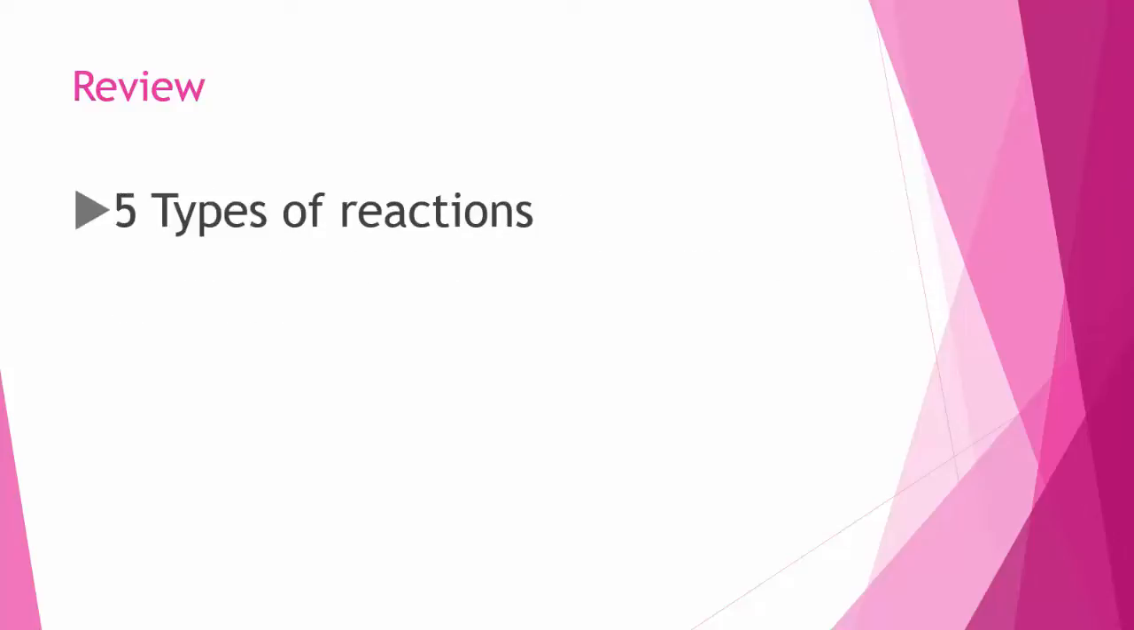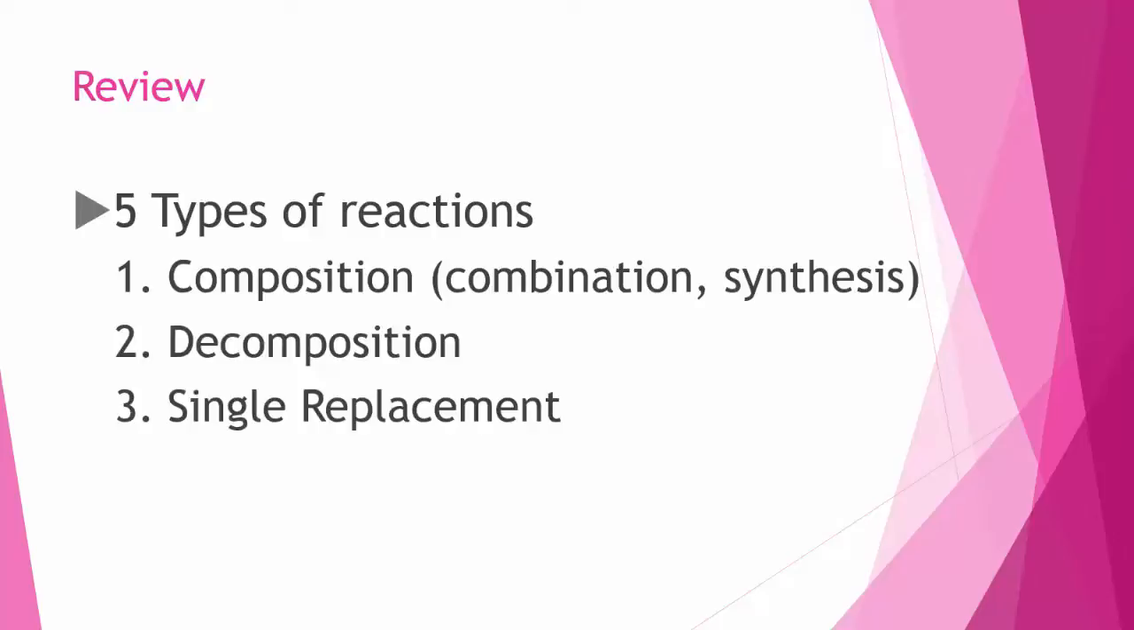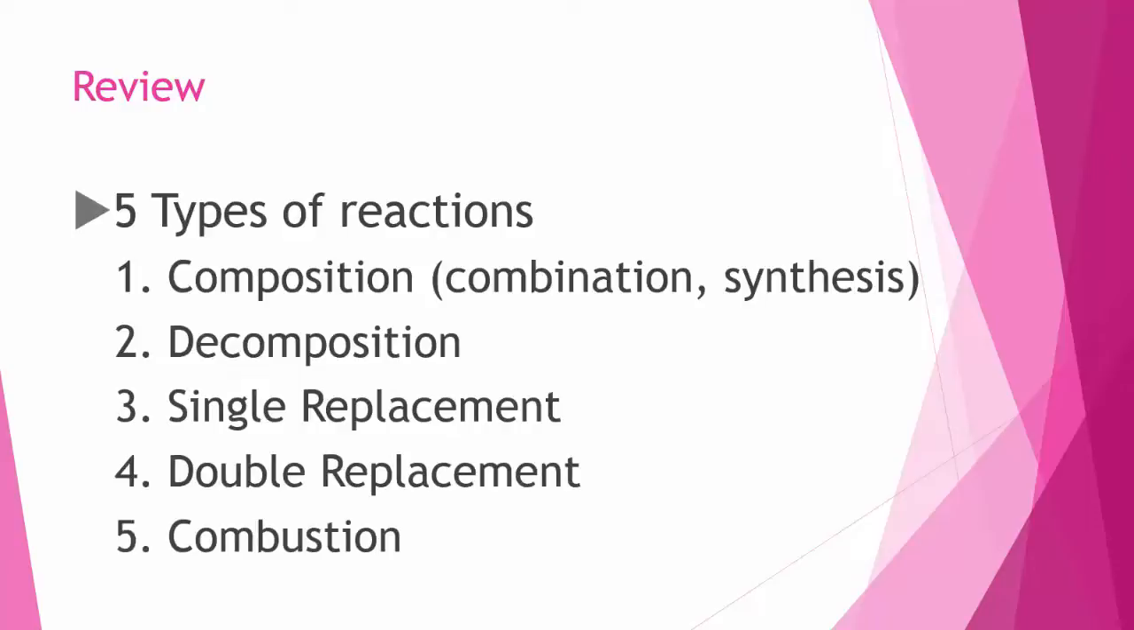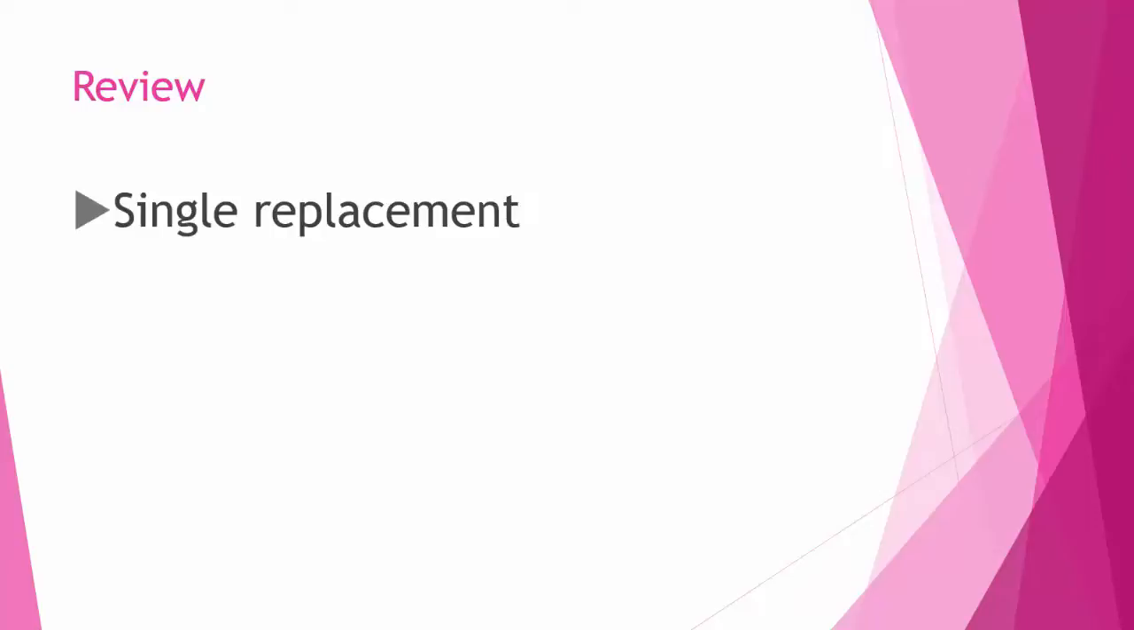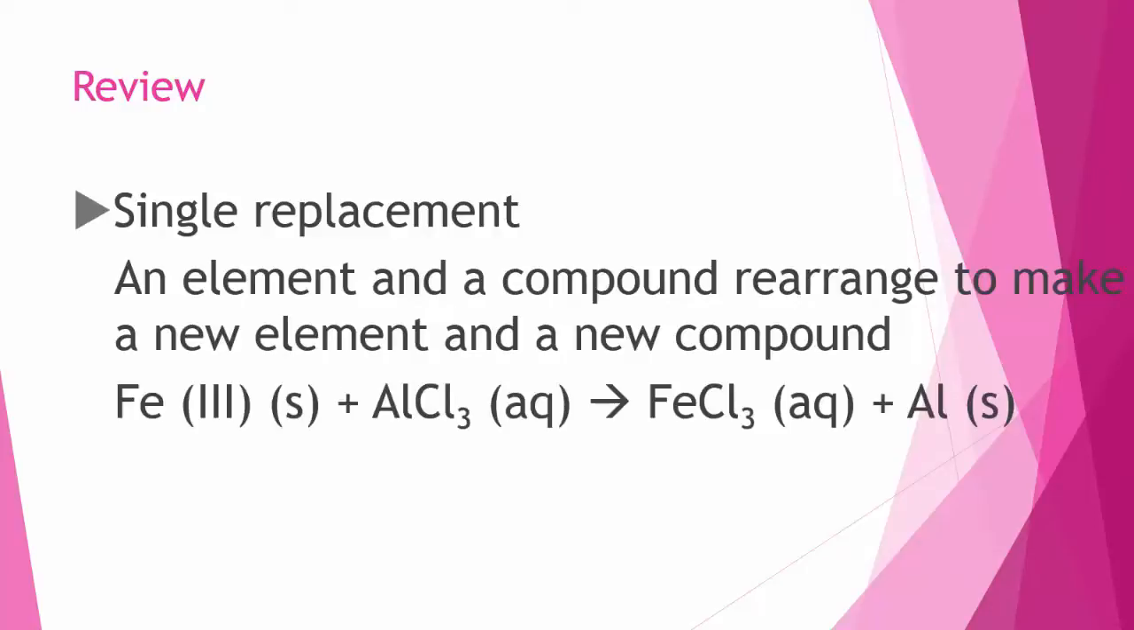You've got to remember there are 5 types of reactions. You know the composition reaction, you know the decomposition reaction. We talked about the single replacement, the double replacement, and we will be talking about the combustion reaction. A single replacement reaction: an element and a compound rearranged to make a new element and a new compound. So, for example, solid iron 3 and aqueous aluminum chloride can react to form iron 3 chloride, which will now be aqueous, and solid aluminum.